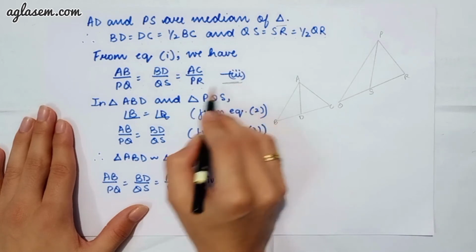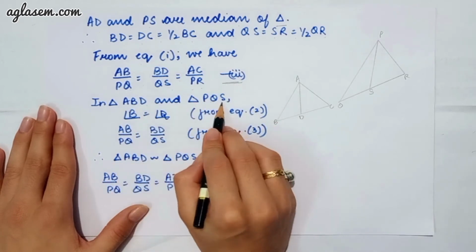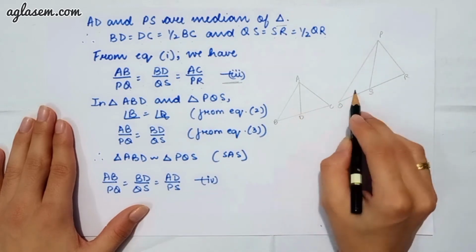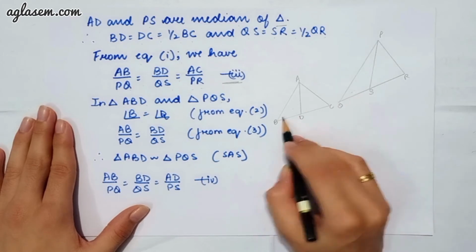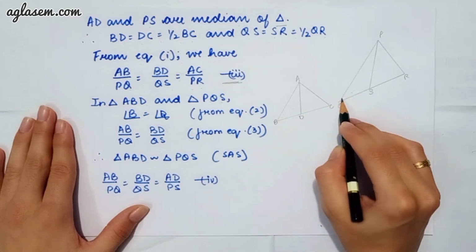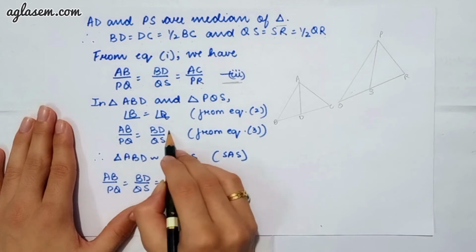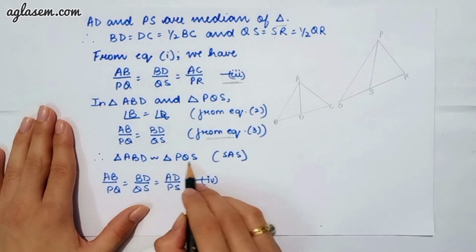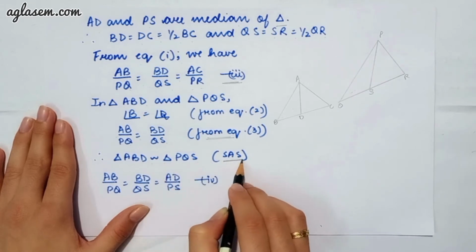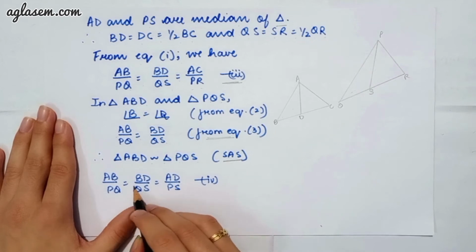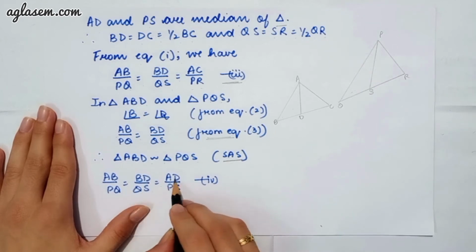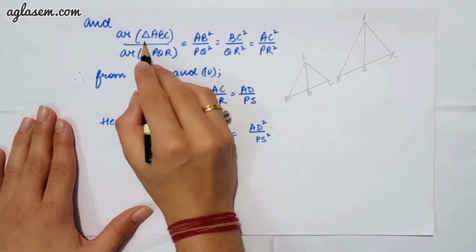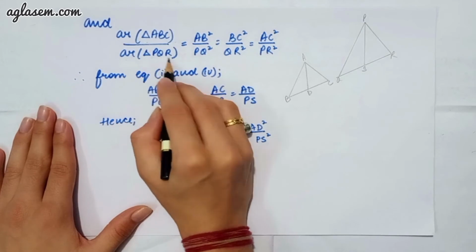So now we have triangles ABD and PQS. It means ABD and PQS, these two triangles. So in these triangles we have angle B and angle Q equal from our second equation, and AB upon PQ is equal to BD upon QS, that is from our third equation. So triangle ABD is similar to triangle PQS, that is by SAS property. So now AB upon PQ is equal to BD upon QS, which is equal to AD upon PS, that is our fourth equation.